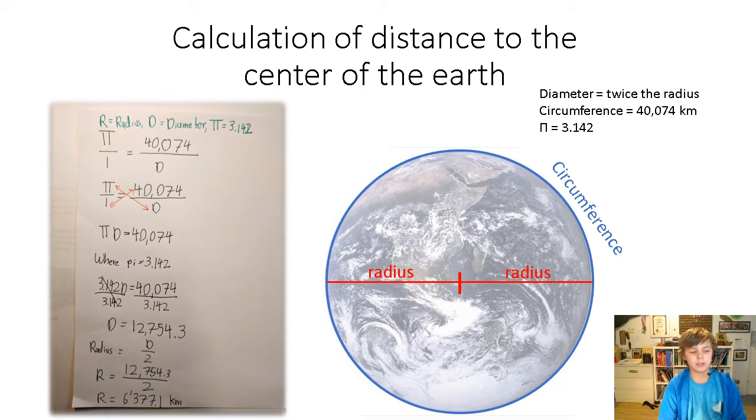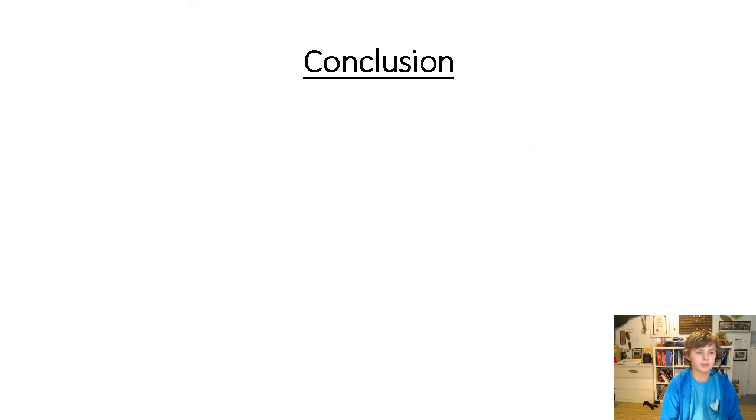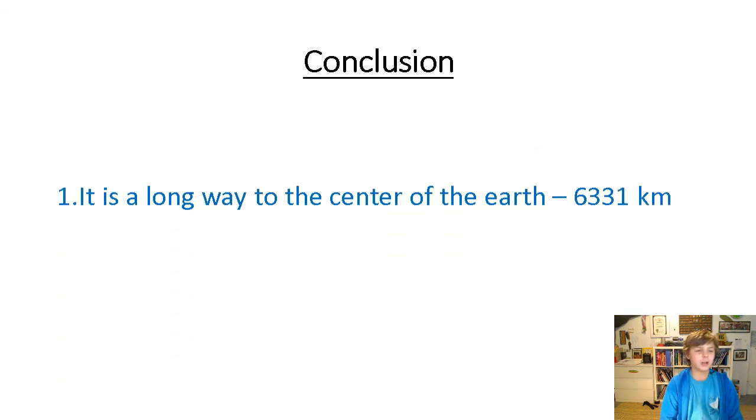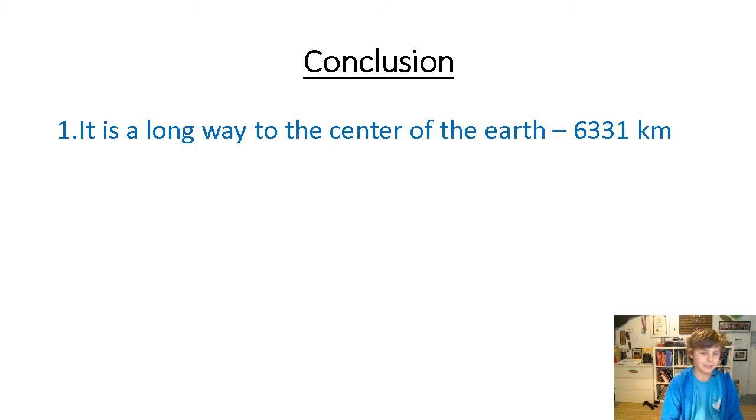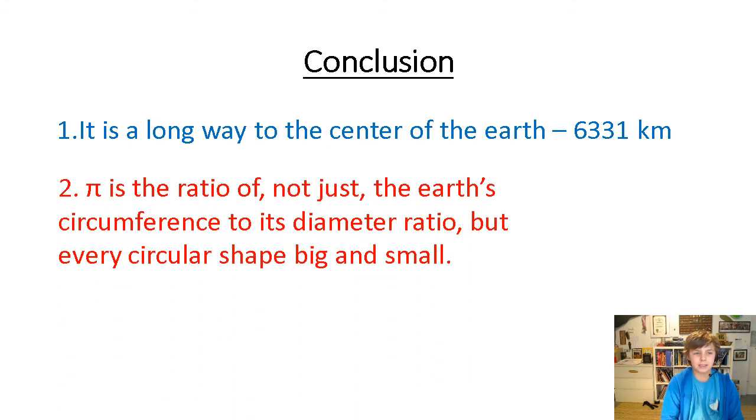So it would be 12,754.3 divided by 2, and the radius would end up being 6,377.1 kilometers, approximately. Conclusion. First of all, it is a long way to the center of the Earth. It's 6,331 kilometers. No one can really dig that.